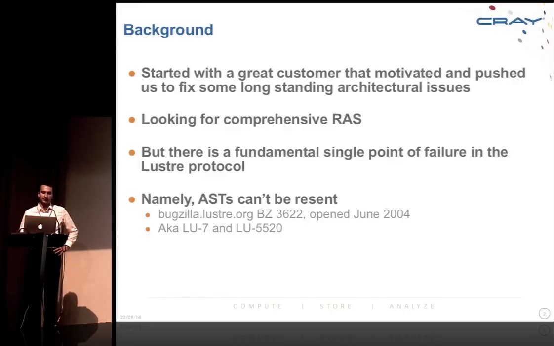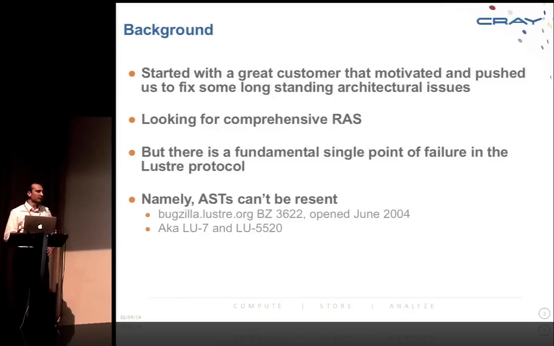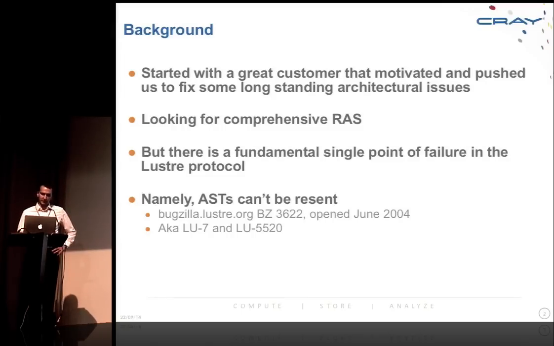It was recognized in June 2004, when an early Bugzilla ticket was opened, and that later turned into LU7 and LU5520. And thanks to our Lustre support vendor Zyrtex, we were able to start solving this problem. What happened is we wanted to get that patch in and add the capability to resend ASTs and test it well and start passing these RAS tests.